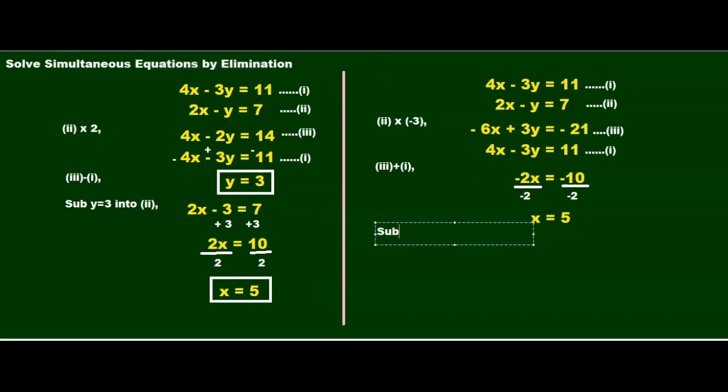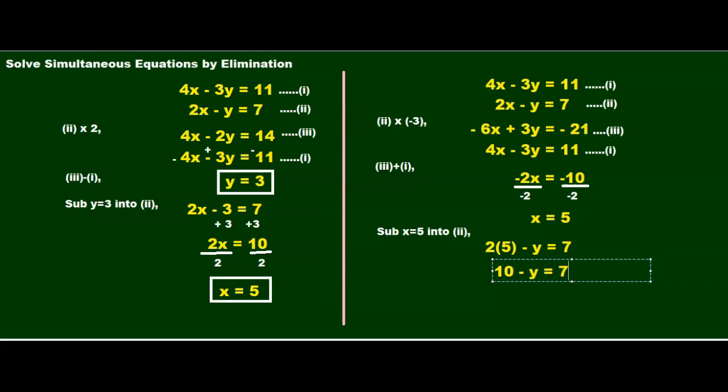Okay? I'm going to substitute x equals 5 into equation 2. Just because, once again, equation 2 has smaller numbers. You can substitute it into equation 1 if you want. It doesn't really matter. So now I have equation 2 is 2x minus y equals 7. Now x is 5. So I'm going to change my x to 5. Okay? That gives me 10 minus y equals 7.